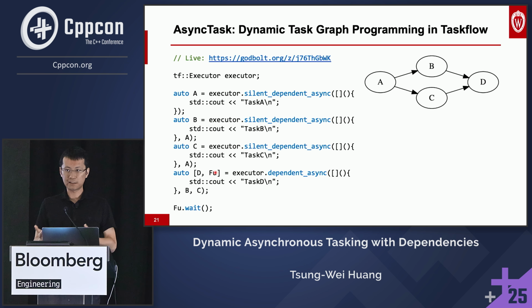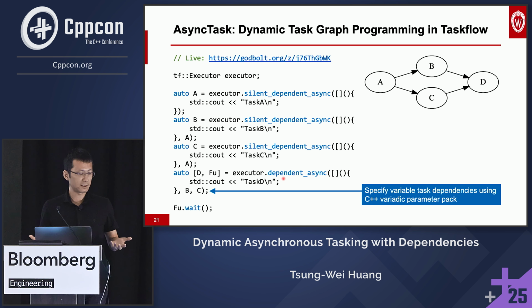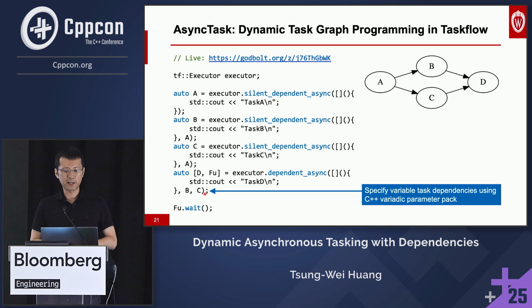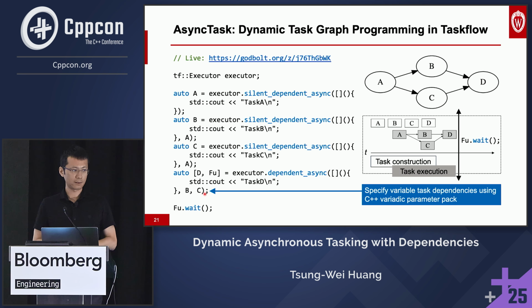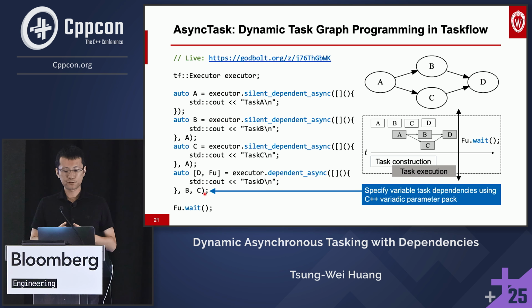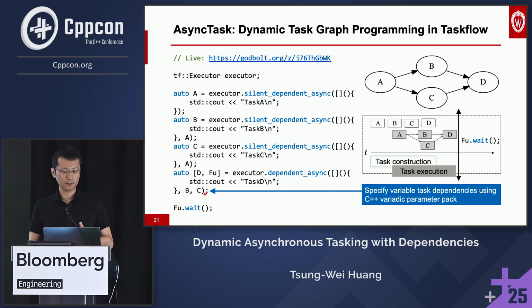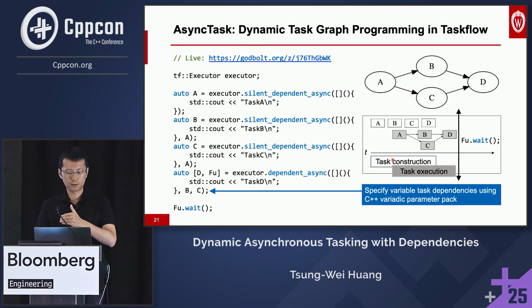When you create a dependent async task, you can specify arbitrary dependencies using a C++ variadic parameter pack. For example, when I create task D over here, I can pass B and C as the last 2 arguments, indicating that task D cannot start until both B and C finish. When you create a dependent async task, like I said, the runtime will start its execution immediately whenever its dependencies are met. So the task graph construction can overlap with task execution.